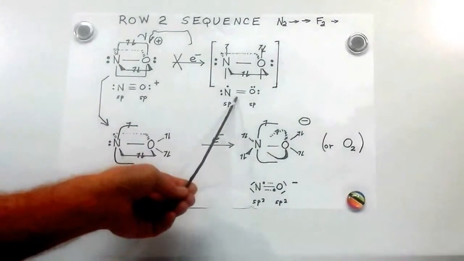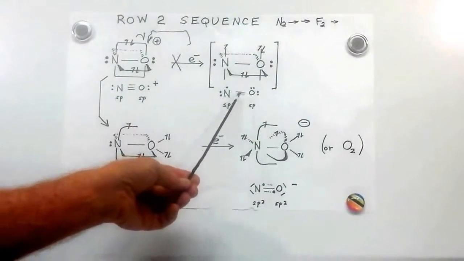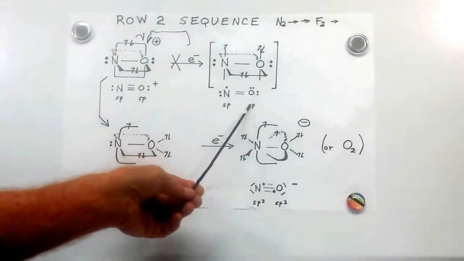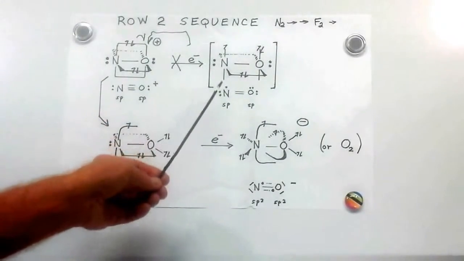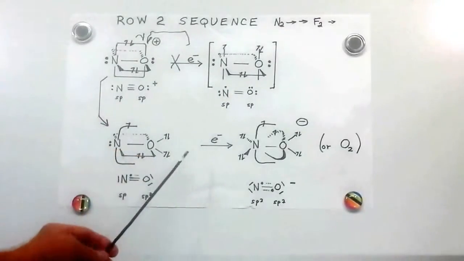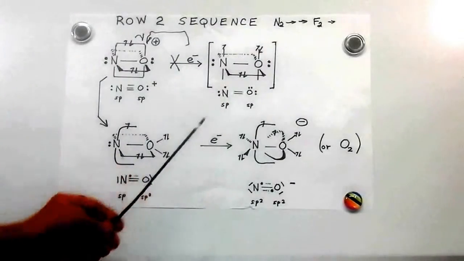That's what you see many times in the book. You'll see an electron dot like this for the sigma and the pi, and put the electron on the nitrogen, and then you have a pair and a pair, and you have sp and sp. That is not what happens. It cannot happen because it does not fit the data. The bond order, the bond length shows a bond order of approximately 2.5.